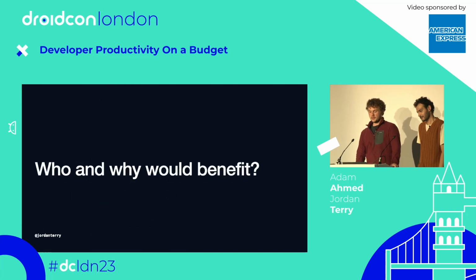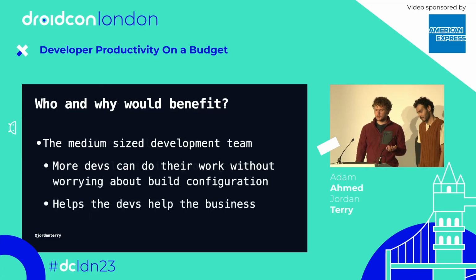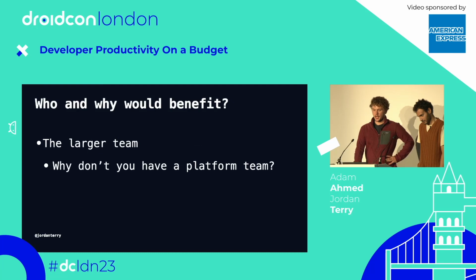And so finally, who would benefit? I think there are different sizes of teams. Smaller teams might be 2 devs, 3 devs, or 1 dev in a team, but you still want to modularize a lot more. I think this can be helpful. It just means less for you to think about. For a medium-sized team, which maybe our business would fall into, it just means devs can not worry about build configuration. I keep saying that, but it's super important. It helps devs help the business because they can roll out features quicker. And for the larger team, why do you not already have a platform team doing this for you, is what I'd say.